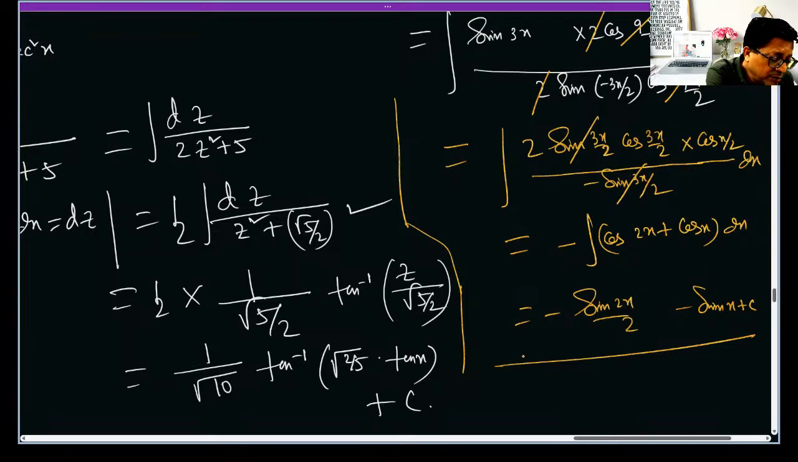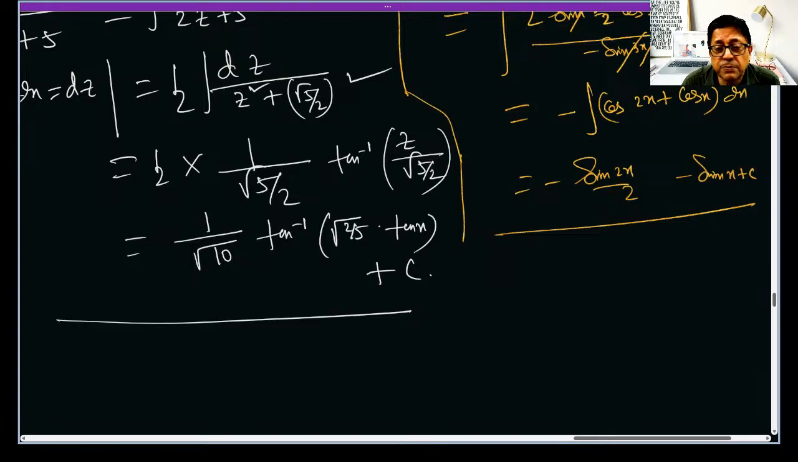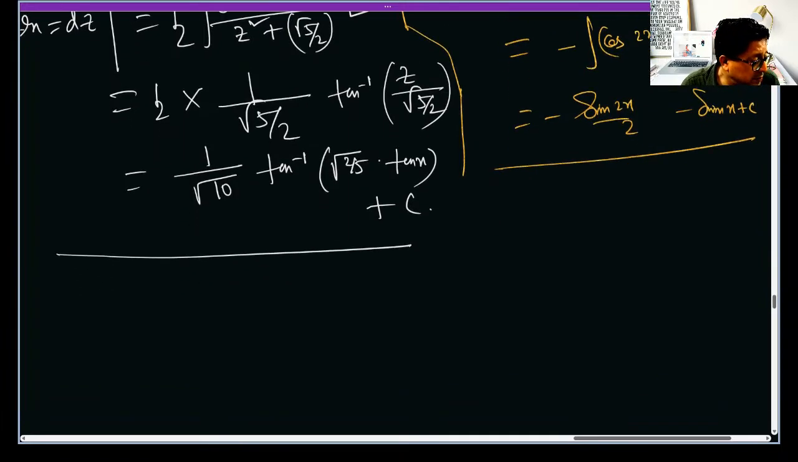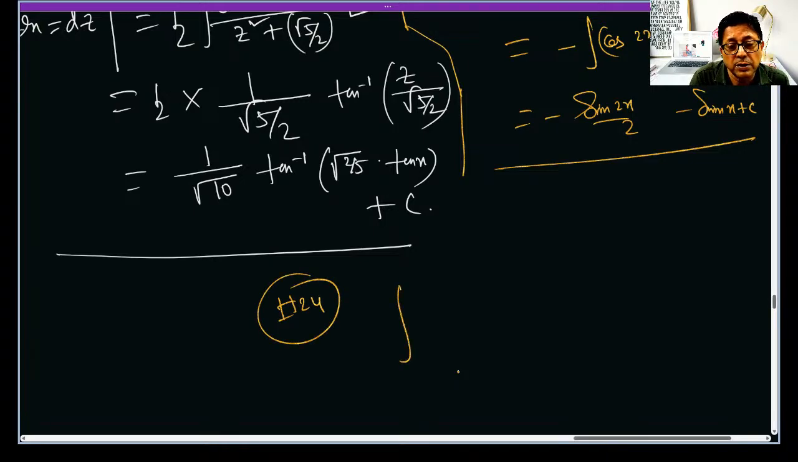Hope you have understood. Let us go for this problem from the exemplar book only. In my book, what I have here, it is number 24. Root x by, it is also a brilliant sum.